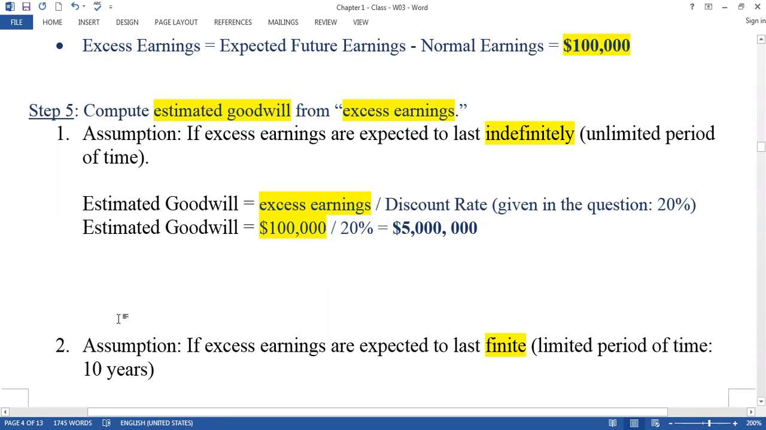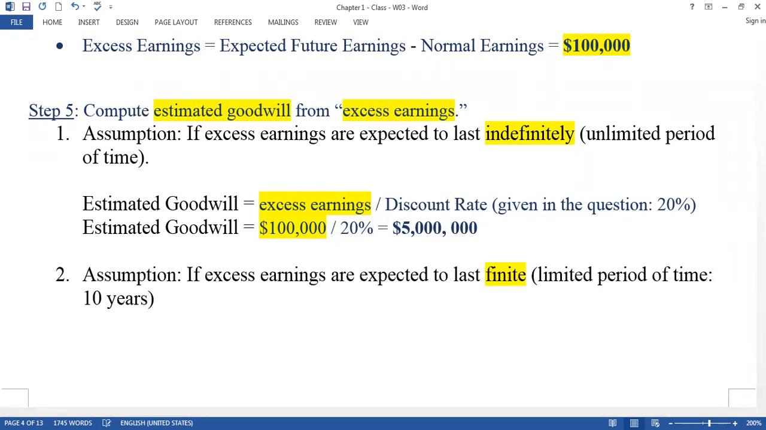Now assumption 2 said that if the excess earnings are expected to last a limited number of periods of time, maybe 10 years, then what is the formula? The formula is something like this.